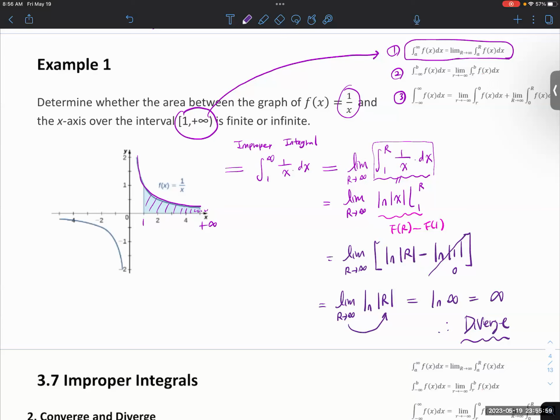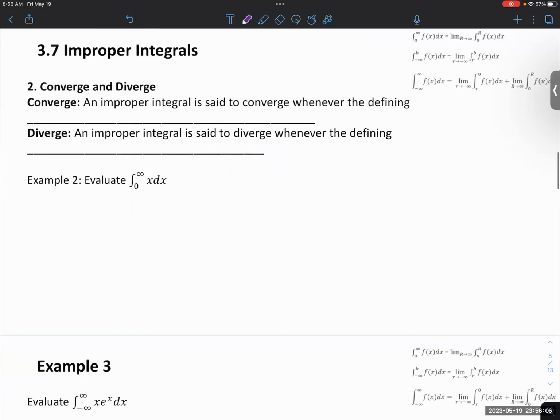All right. If you got this one, let's take a look at a couple more questions. Let me write down one more time the difference between converge and diverge. An improper integral is said to converge when the limit exists as a real number. Then it converges.